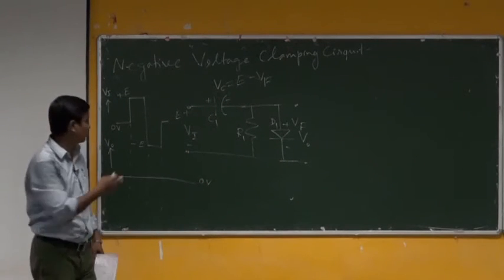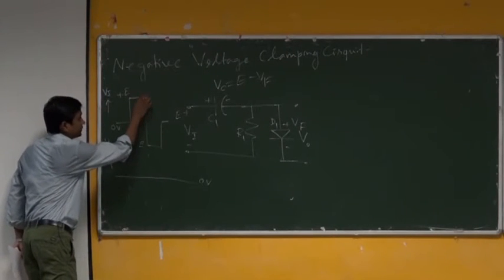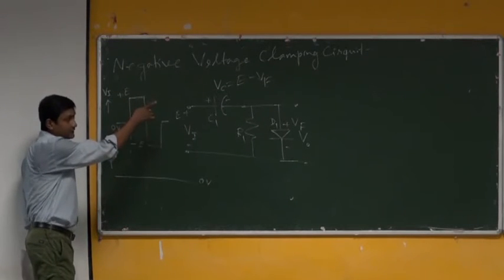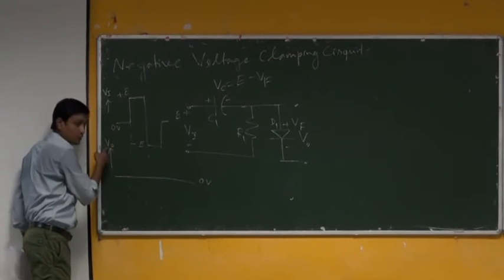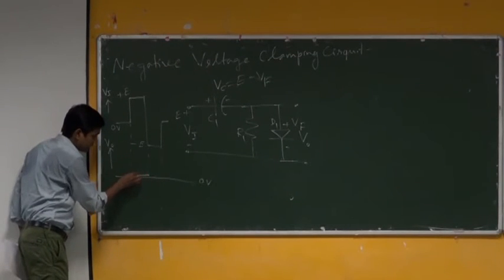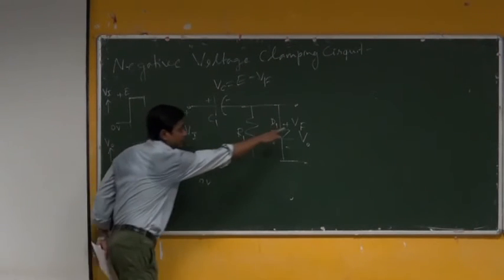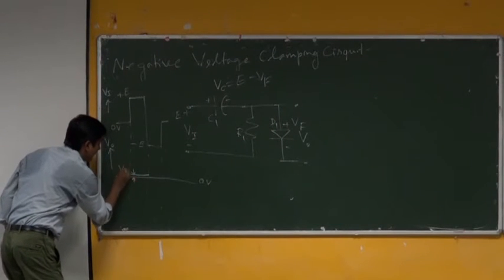Okay. So, the output voltage, till this position, input voltage is plus E, Vc is E minus Vf. What is the potential here then? From here to here as output, you are saying it is Vf. So, this part is at Vf.